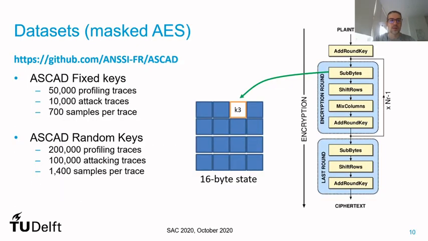So the datasets that we use in our empirical validation process are the ASCAD datasets, and this link provides where to get them. We have two ASCAD datasets that we use, fixed key and random key. The first one contains 50,000 profiling traces and 10,000 attack traces. The second one contains random keys in the profiling set with 200,000 traces and 100,000 attack traces. The trace interval represents the processing of key byte 3 in the S-box output of the first encryption round.